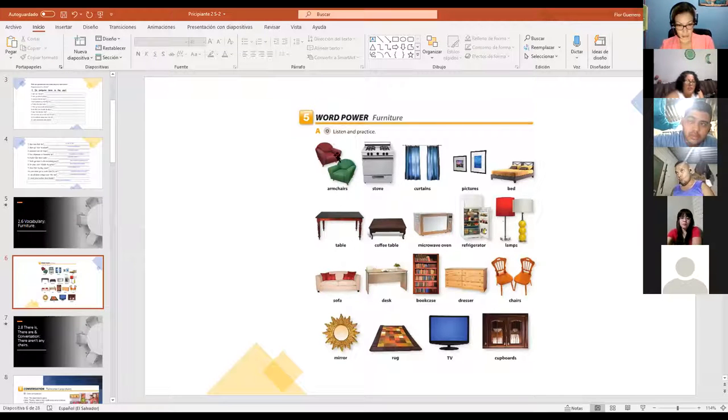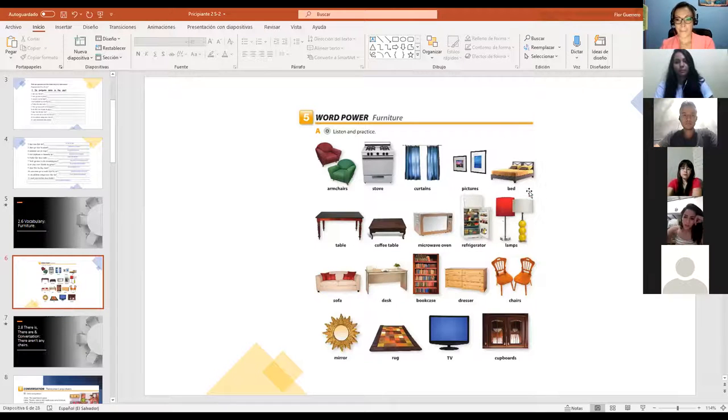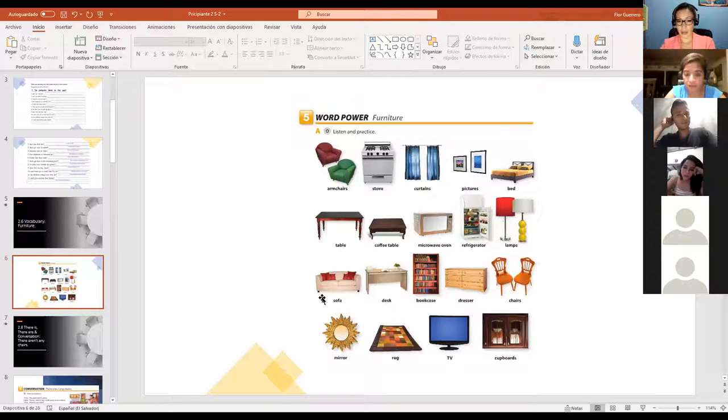Armchair. Stove. Curtains. Pictures. Bed. Table. Coffee table. Microwave oven. Refrigerator. Lamps. Sofa. Desk. Bookcase. Dresser. Chairs. Mirror. Rug. TV. Cupboard.